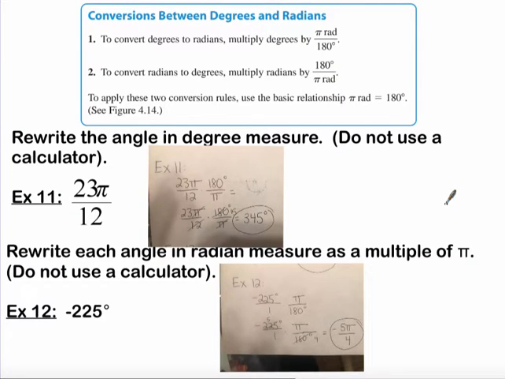Alright, finally we're going to wrap up with converting between degrees and radians. So we have these two important facts, that pi radians is 180 degrees. So you're going to do a little bit of dimensional analysis here to change things from one mode to the other. So for example, in example 11, we're starting with 23 pi over 12. We want to rewrite that in degree measurement. So I'm going to blow this up.